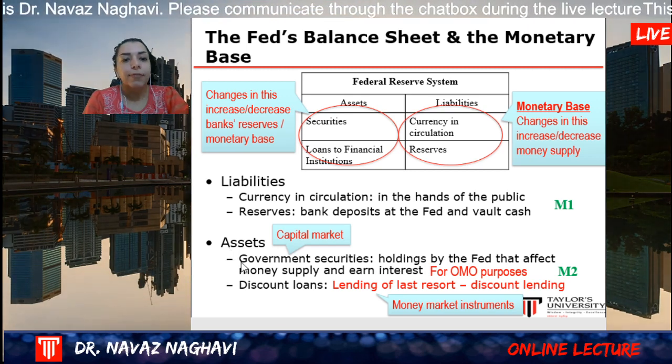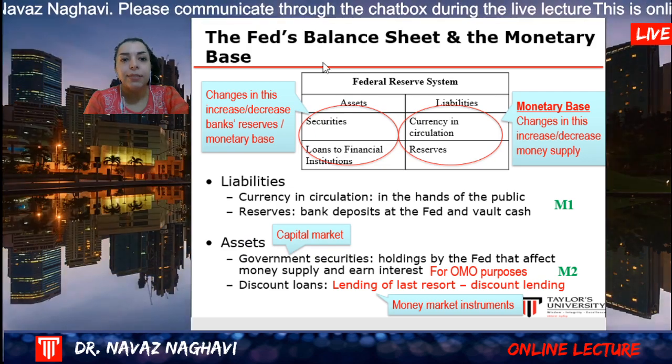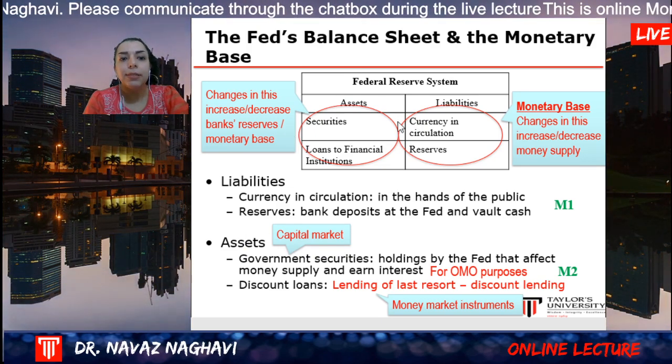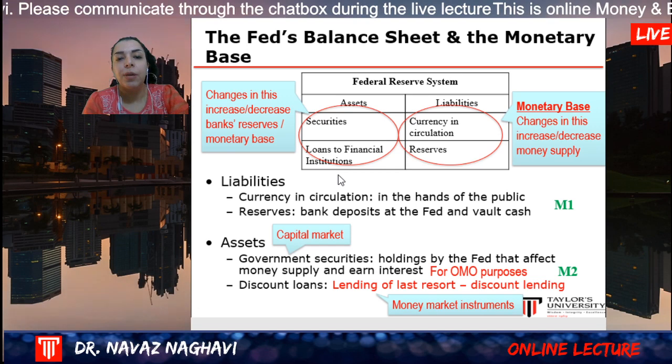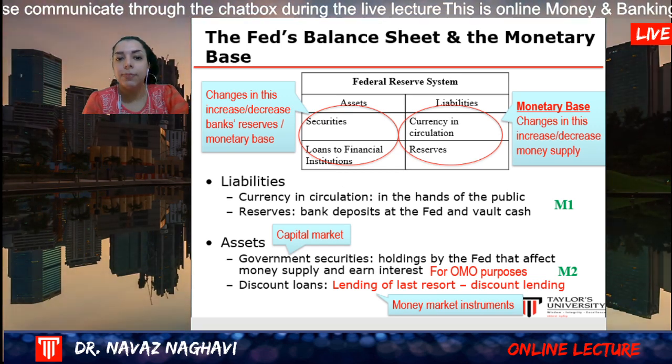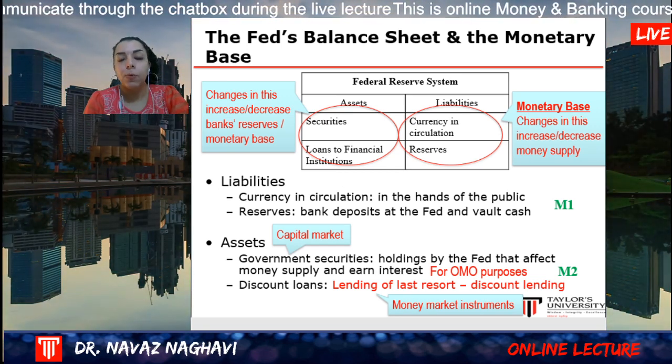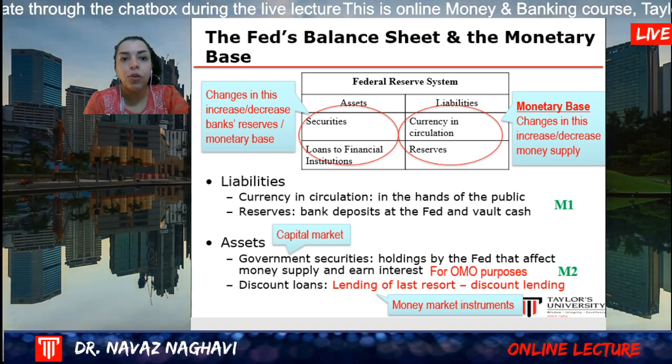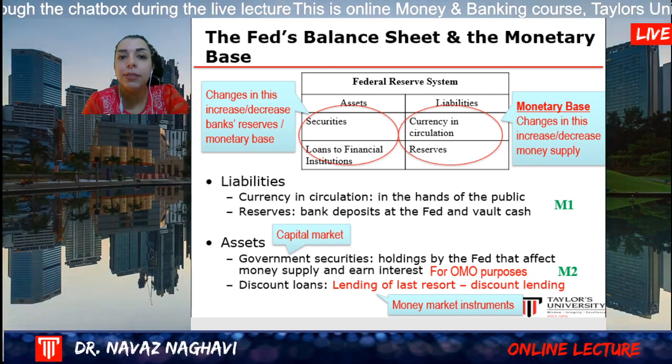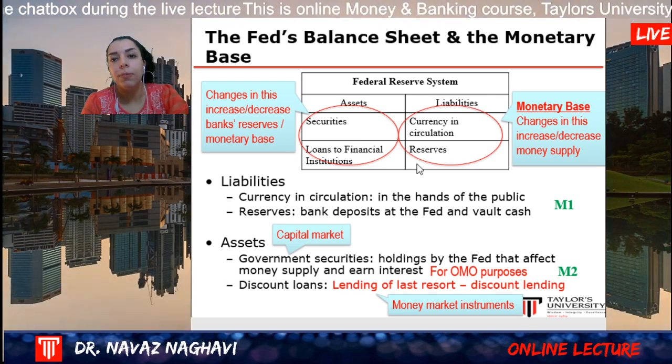So here we have explained the same thing, that this side is the asset side. So this is what is shaping the M2. That's why for M1 and M2, once you want to see whether there is any change or not, you have to follow the amount of the securities. And for this side, you have to follow the amount of reserve.